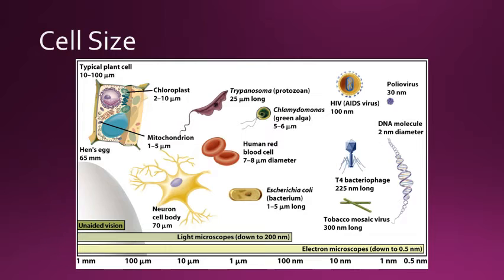Okay. Then we talk about cell sizes. This is going the opposite direction. So this is the larger things over here going down smaller. So a plant cell is much bigger than a human blood cell, which is bigger still than a bacteria cell. And it's bigger than DNA and viruses.